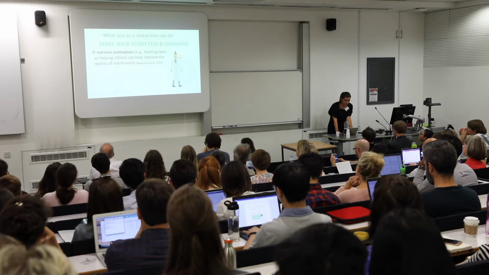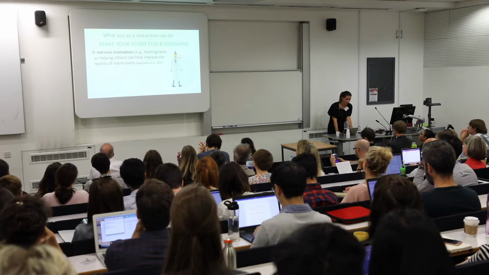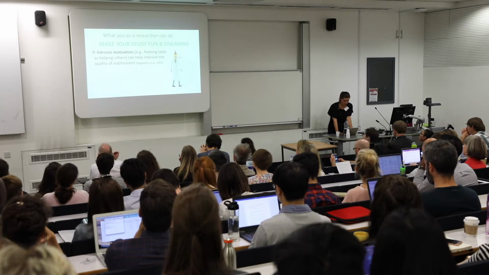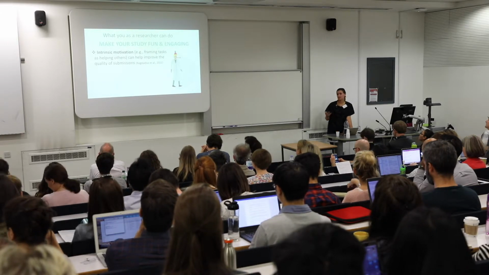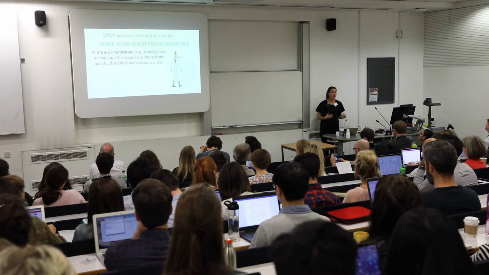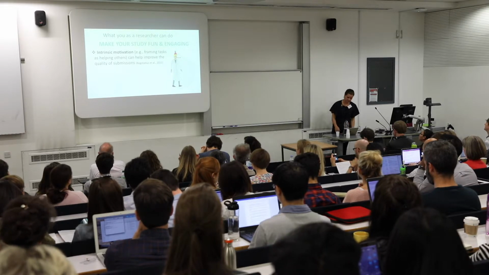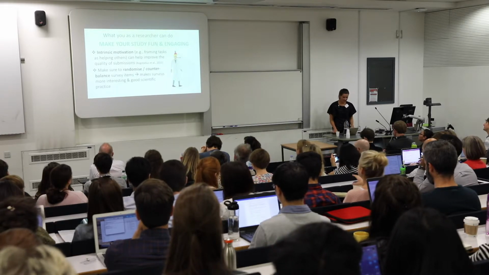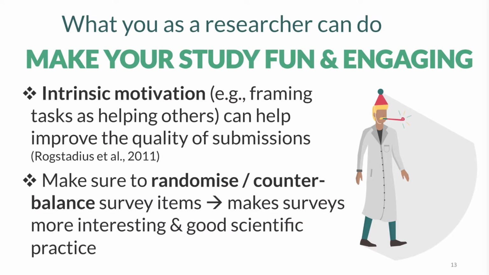Researchers have found that intrinsic motivation can help improve the quality of data submissions. For example, if you frame your research as helping others or helping society. And also make sure to randomize and counterbalance your survey items. This makes your surveys more interesting, especially if they're longitudinal, so you have less repetitiveness. And also it's just good scientific practice to counterbalance.